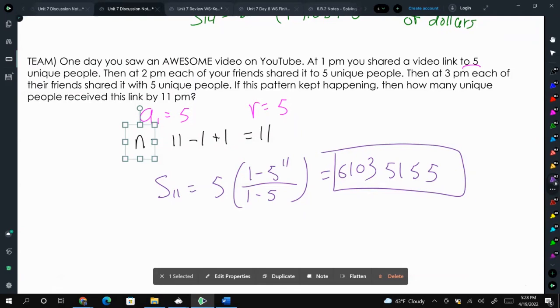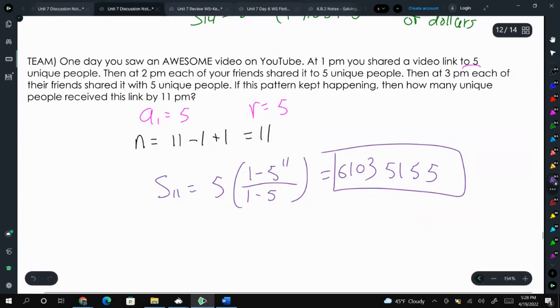We started with 5 people with the link, and then it got up to 61 million in only 11 hours, just by 5 people sharing with 5 others, and then those people sharing with 5 others, and so on.